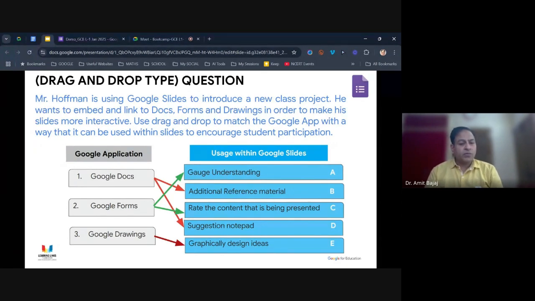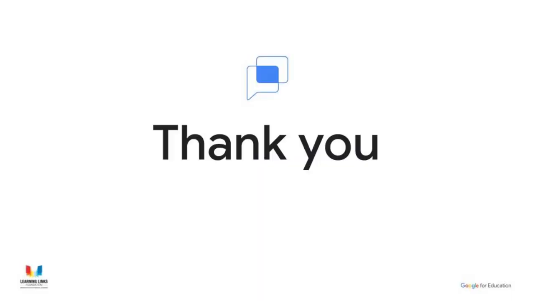Google Docs comes with B, D, and Google Forms with gauge understanding, meaning second, goes with A and C. Can I see the responses? B, D. Okay, I could see. Some of you have given the perfect answer, but in the actual exam, you need to drag this only. Thank you very much.